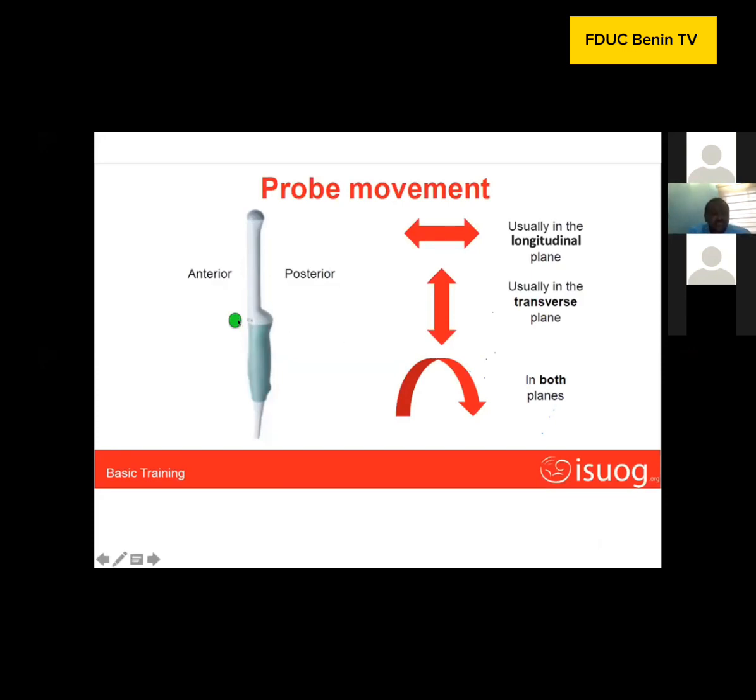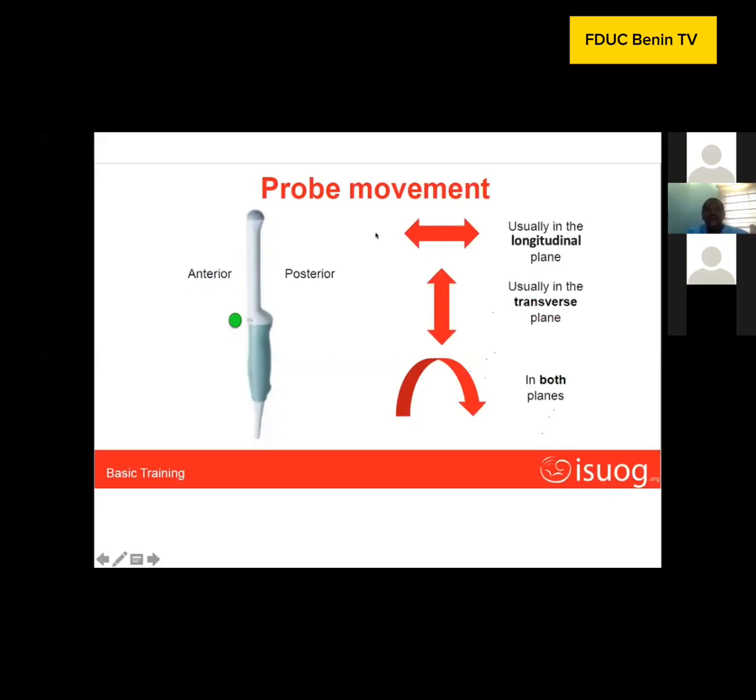We have mentioned the transducer marker continuously. We said it is either an indentation or an elevation on your probe. This is basically where you're likely to find it, and it is usually anterior at the 12 o'clock position, if you hold your probe in that position.